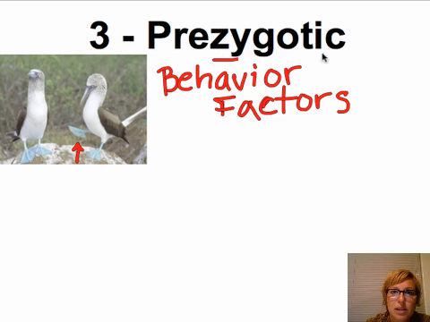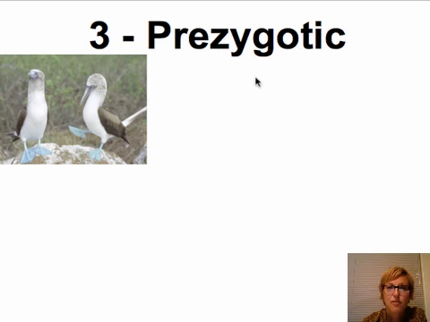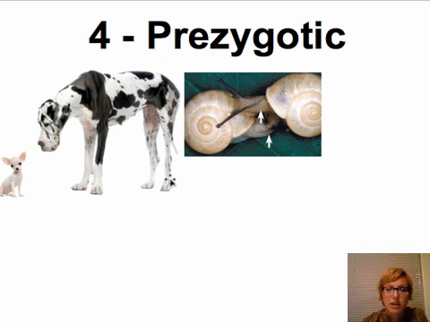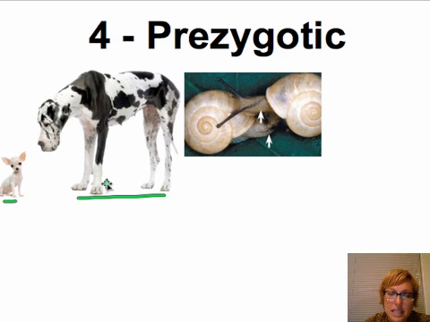Therefore, the zygote is never going to be formed. Okay, so the fourth prezygotic barrier is simple mechanics, right? So we have a little Chihuahua and a giant Great Dane, and they are technically the same species. However, a male Great Dane would definitely not be able to mate with a female Chihuahua. That is mechanically, physically impossible.